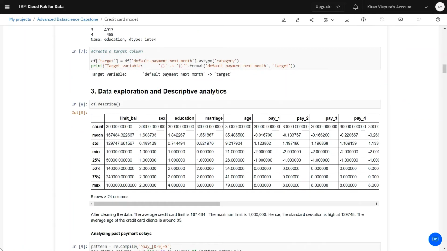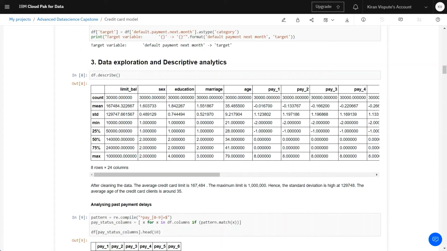So we describe the data and we see that across the count we have a data limit of 30,000 entries in the data with a mean of 167,484, that is 167k. The average credit card limit is 167k and the maximum limit is 1 million. So that drives the standard deviation to 129,748.